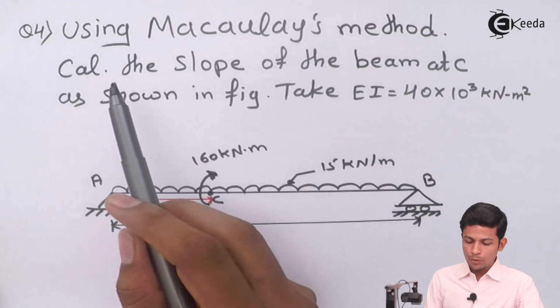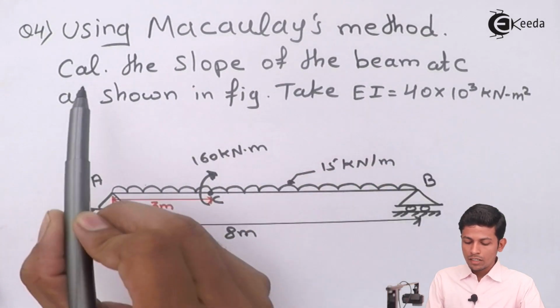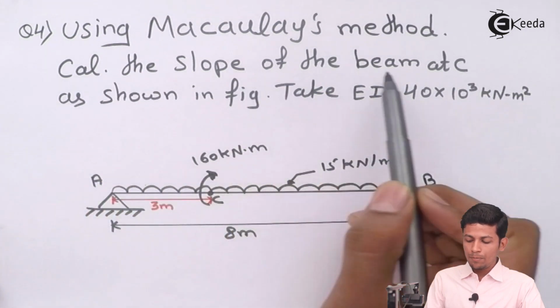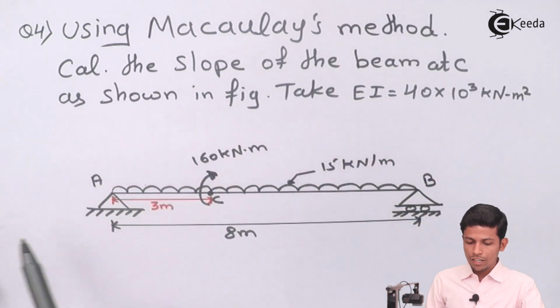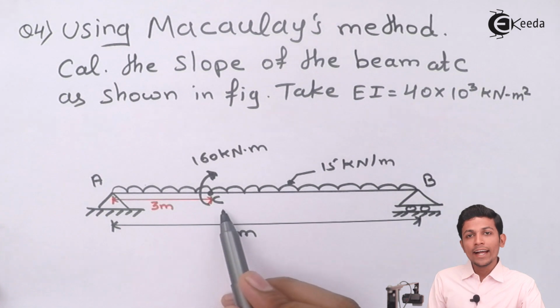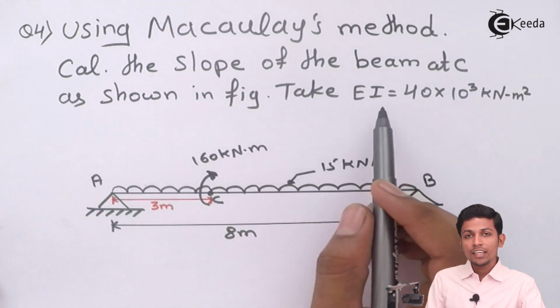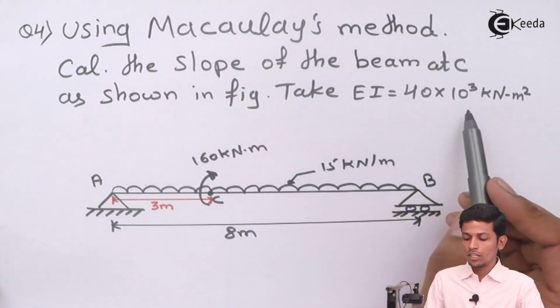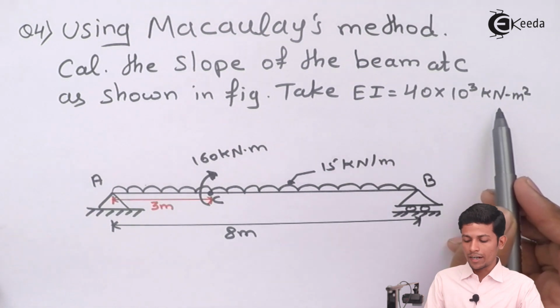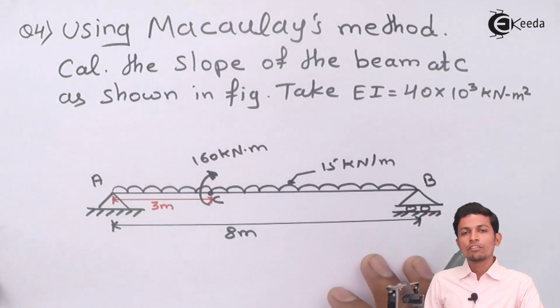This is the question given to us, friends. Using Macaulay's method, calculate the slope of the beam at C as shown in the figure. We have to find the slope at C. In the figure, take EI as 40 into 10 raised to 3 kilonewton meter square. Okay, in that question, what is our first step?